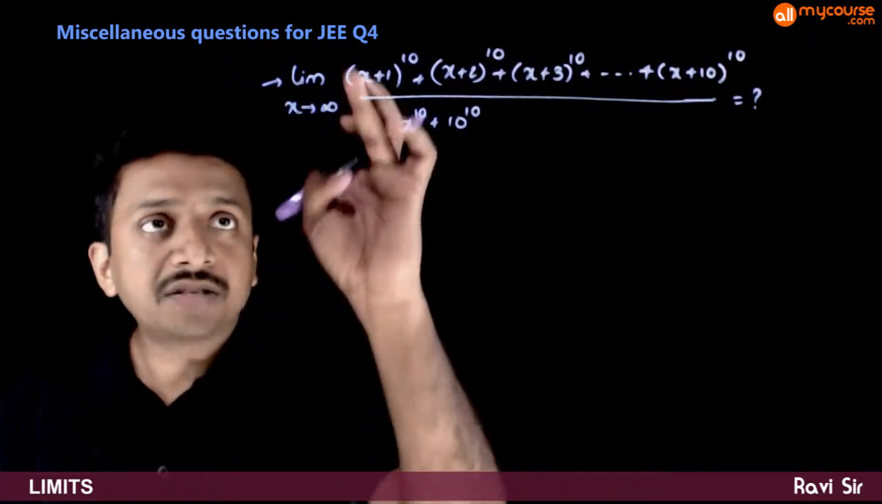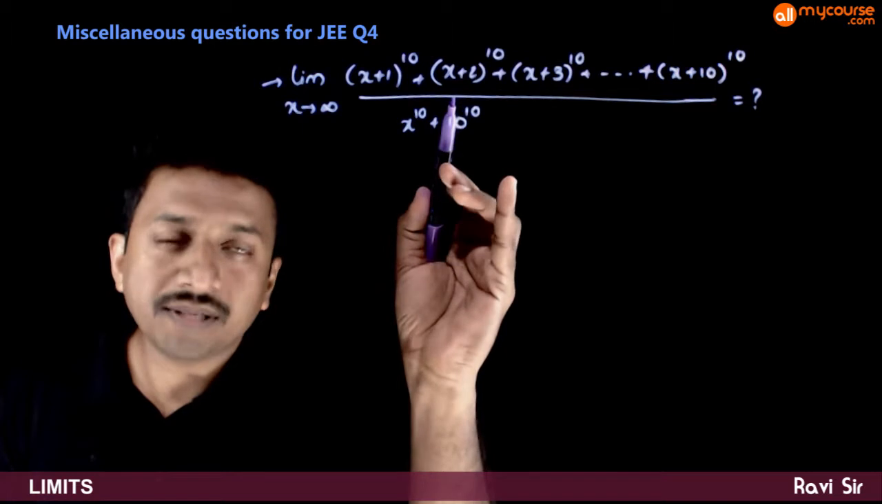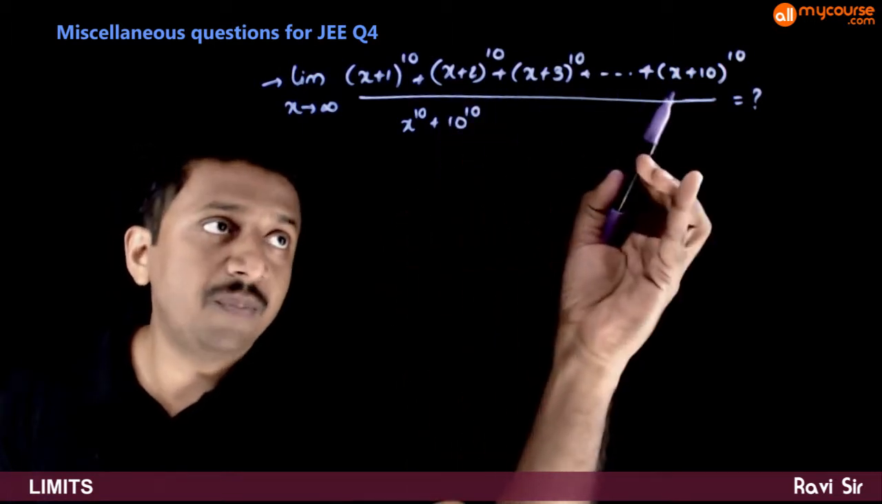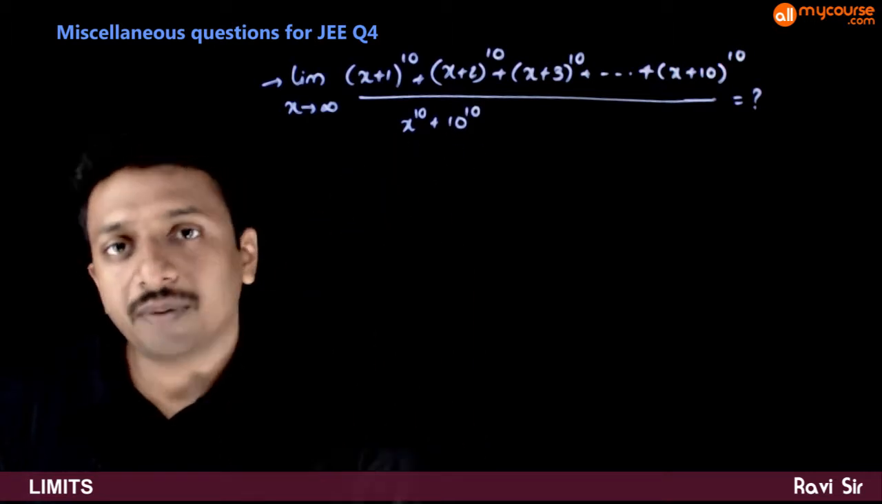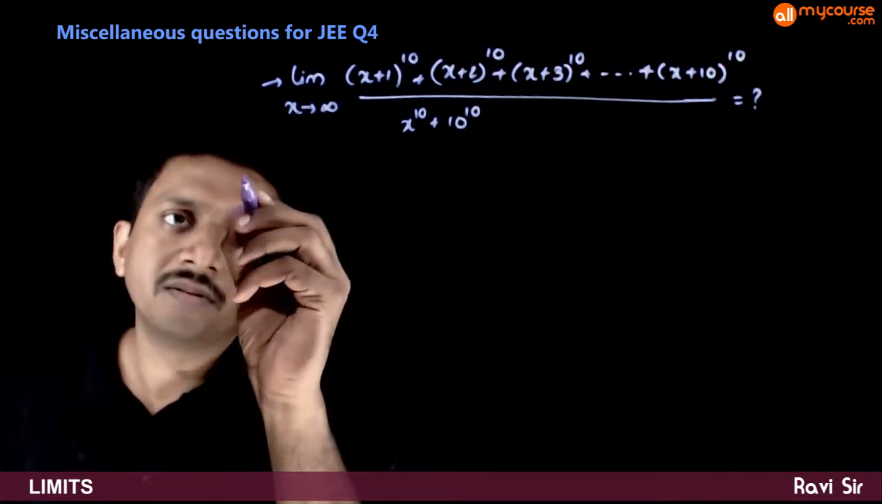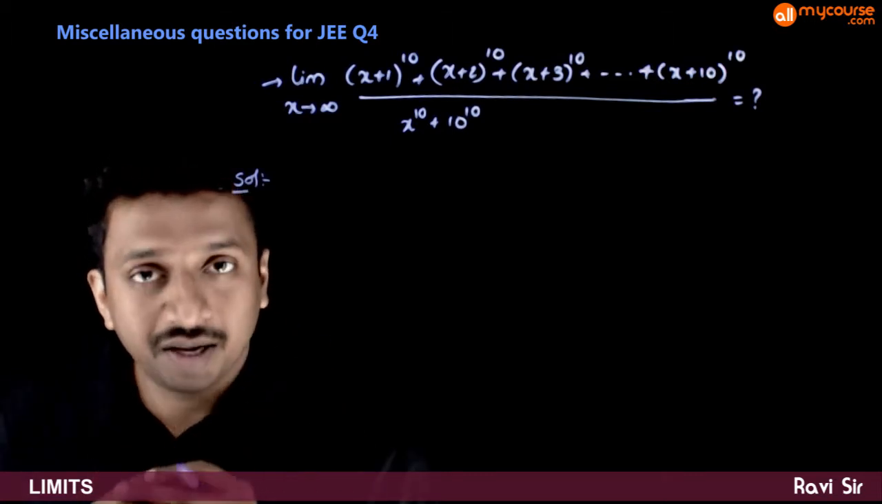So in this question, you're asked to find the limit as x tends to infinity of (x+1)^10 + (x+2)^10 + (x+3)^10, and so on up to (x+10)^10, divided by x^10 + 10^10. So here also I'm not going to solve this analytically.